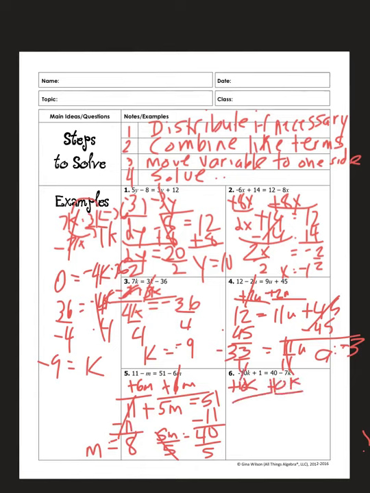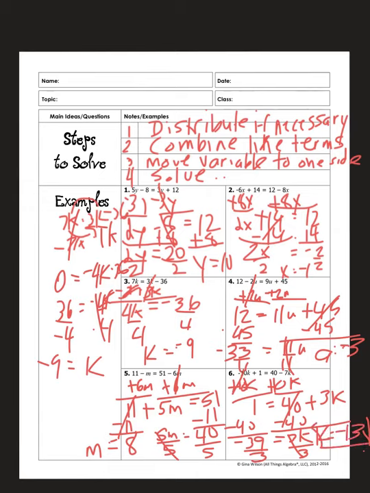Okay. Those cancel. 1 equals 40. 10k minus 7k is 3k. Subtract 40. So 3k equals negative 39. Divide by 3. K equals negative 13. Okay.